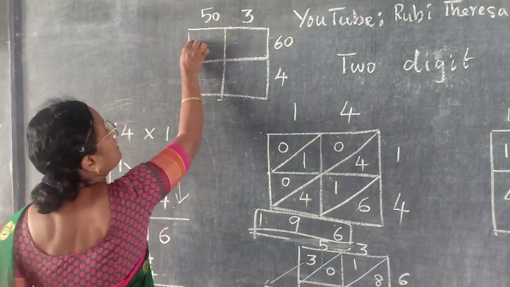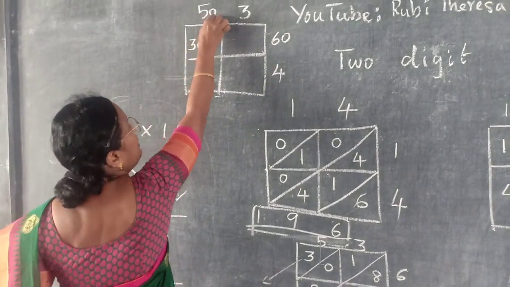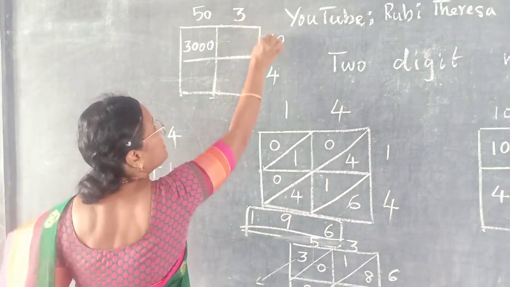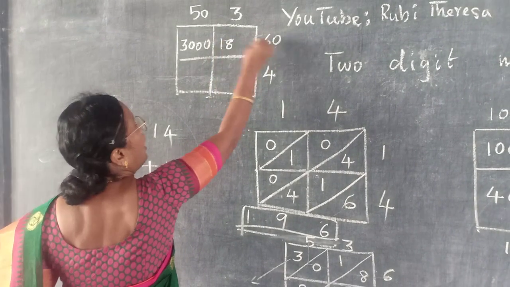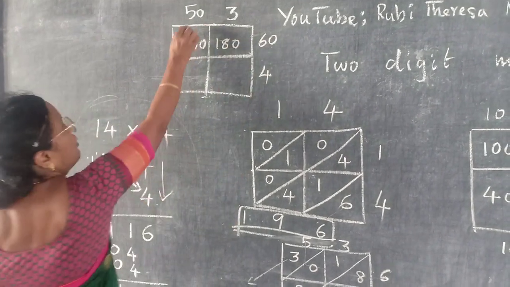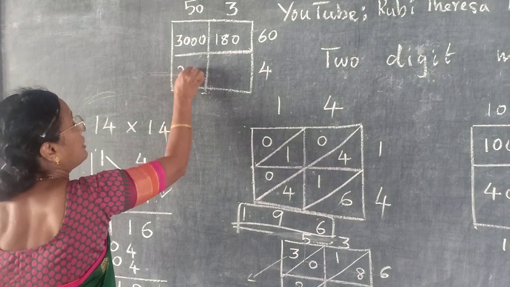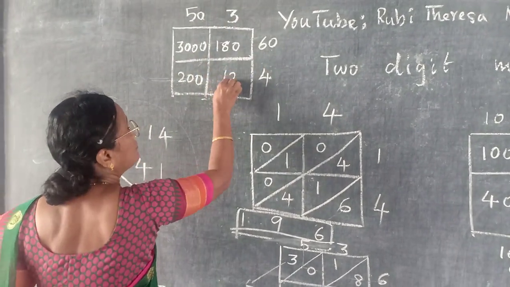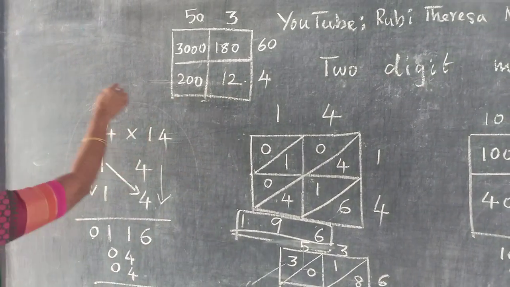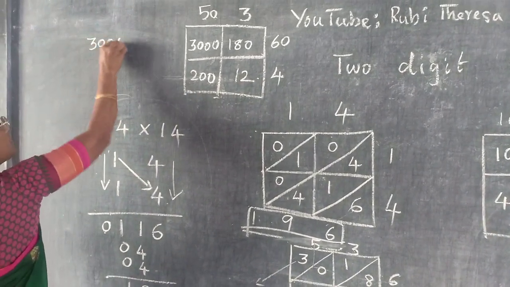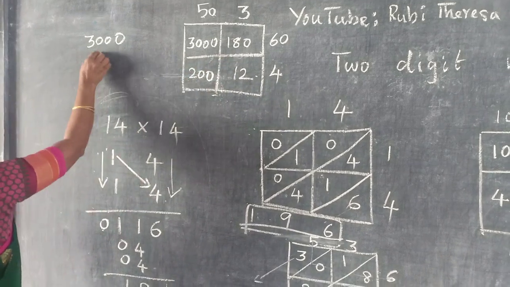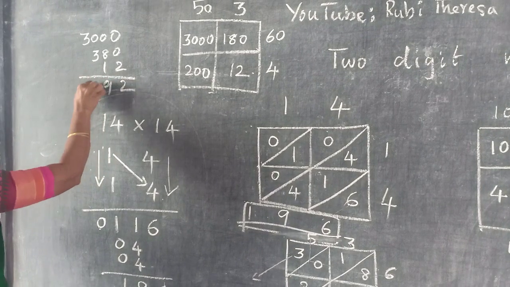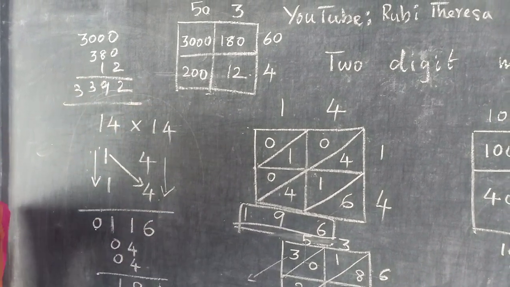5 sixes are 30. How many zeros are here? 2 zeros are here. 3 sixes are 18. How many zeros? 1 zero. 5 fours are 20. How many zeros? 1 zero. 3 fours are 12. Understand? So you have to add it. What is it? 3,000, 180, 200, that is 380, then 12. So 3392. Do you follow or not?